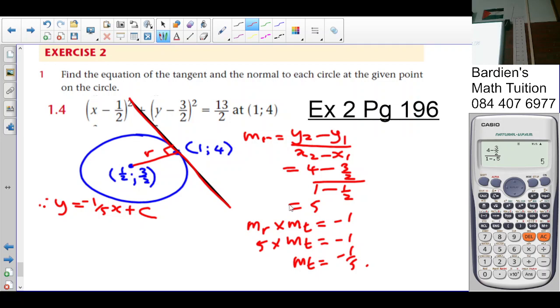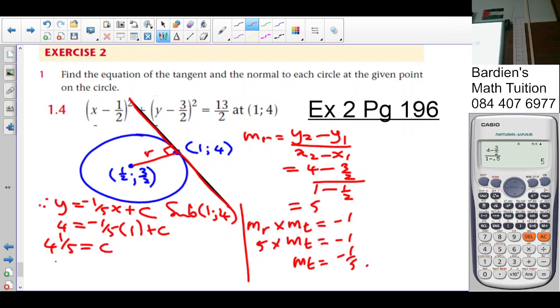To calculate c, I can only substitute a point on this line on this graph, which is (1, 4). So x is 1 and y is 4. Take that over, it becomes 4 plus a fifth, which is 4 and 1/5. So therefore your equation is y is equal to -1/5 x plus 4 and 1/5.